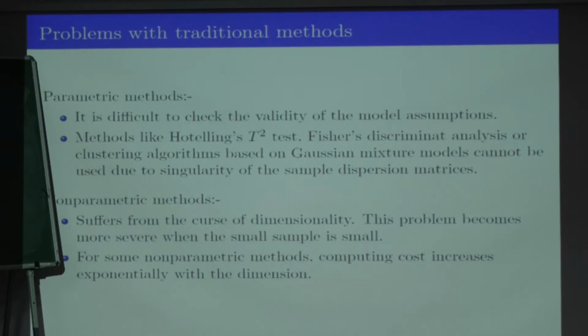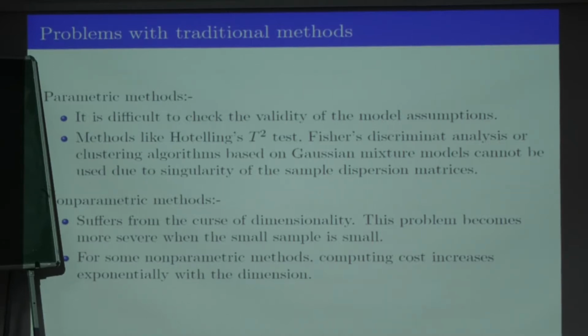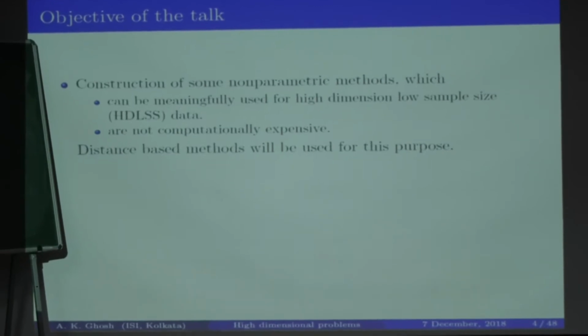Parametric method, difficult to check model assumption. Even if I assume that the model assumptions are correct, then also I have some problem in using the traditional methods. On the other hand, non-parametric methods, they are more flexible. We do not need to have any parametric model assumptions. But we have the big problem of curse of dimensionality, and on top of that, the computational cost may go high. So what do we need here?